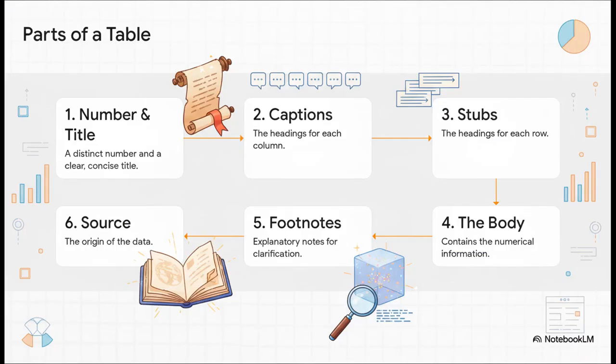Turns out every complete professional-level table is built from these 6 parts. You've got the number and title up top, you've got the column and row headings, which have the fancy names captions and stubs, then you have the body, where all the data lives, and finally, footnotes and the source for extra context and, of course, credibility. Let's take a quick look at each one.